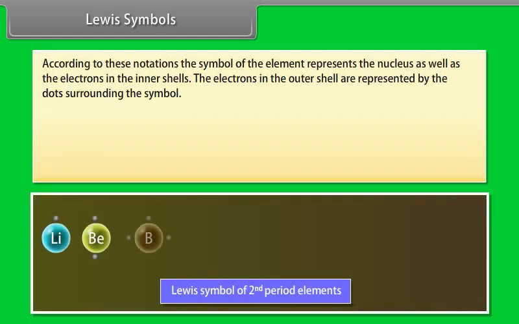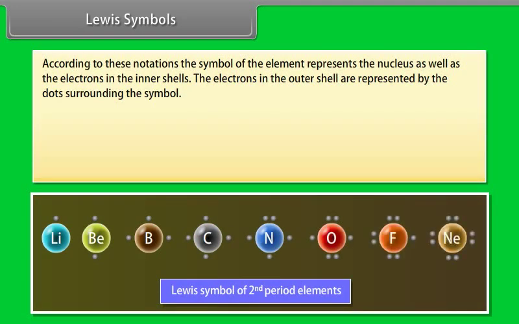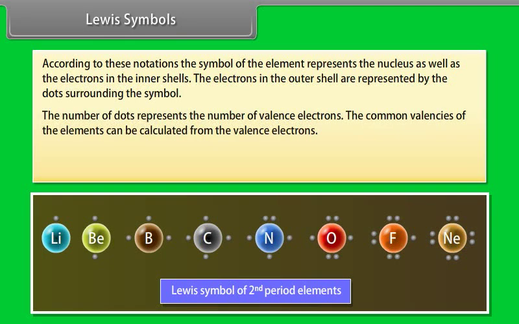Lewis symbols. According to these notations, the symbol of the element represents the nucleus as well as the electrons in the inner shells. The electrons in the outer shell are represented by dots surrounding the symbol. The number of dots represent the number of valence electrons. The common valencies of the element can be calculated from the valence electrons.